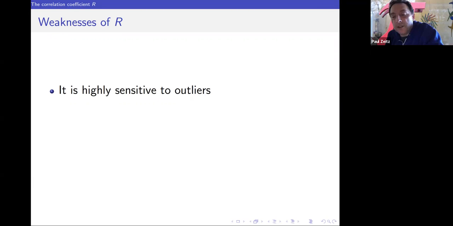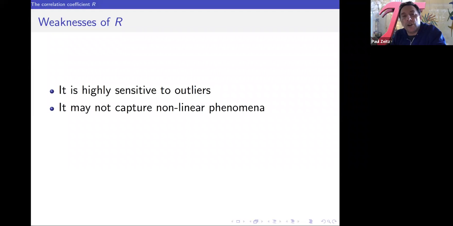But data is filled with noise and errors, and a large part of handling data has to be getting rid of the weird data. There are lots of sophisticated ways of doing that. But if you're not sophisticated about it and you just plug things into a computer, you often will get R's that make no sense. I'll show you with some data in just a few minutes. And R also may not capture phenomena that aren't linear. Again, we'll take a look at that.